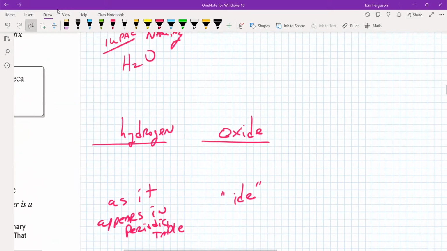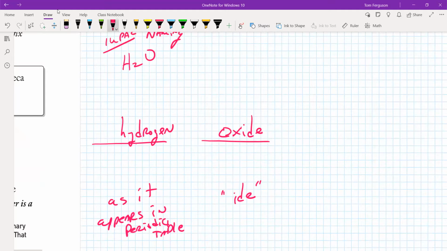Okay. All right. So first thing you go, the name as it appears in the periodic table, hydrogen. The ide version of the second atom. So that's hydrogen oxide, but there are two hydrogens, so that means that's dihydrogen. And there's one oxygen, so that's monooxide. Now, because there are two vowels together, we eliminate one of them. So it's monoxide. Dihydrogen monoxide.